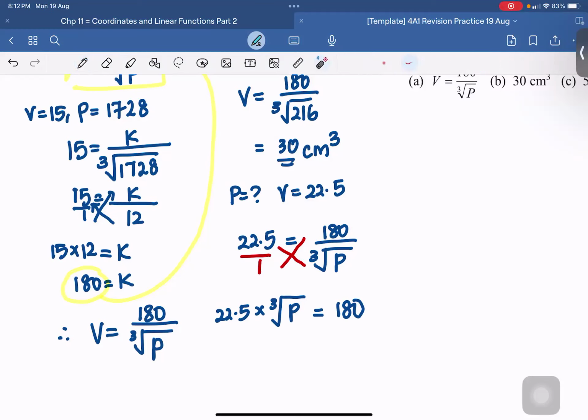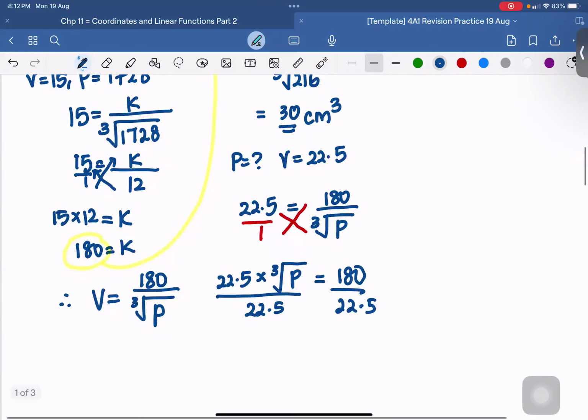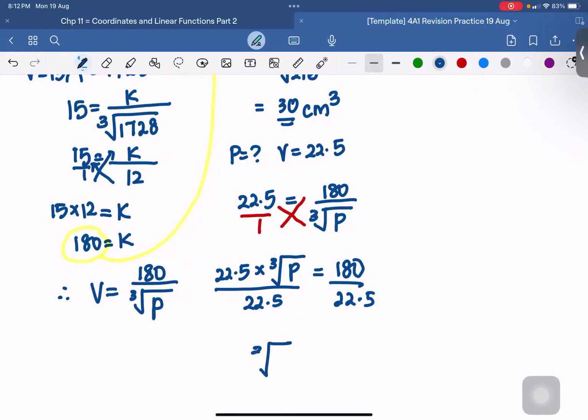Then the next thing that we do not want is 22.5. We're going to shift 22.5 away. This one is multiplication, so we are going to divide. To prevent careless mistake, I'll just write over 22.5 over 22.5. So now I got cube root of P. Then this is just 180 divided by 22.5, which gives me the number 8.